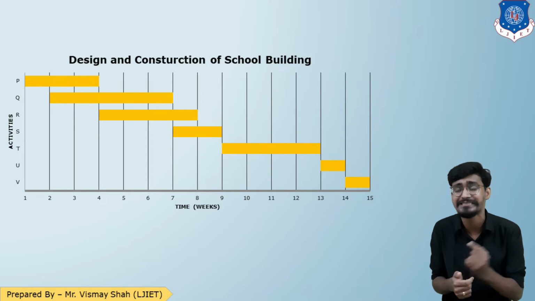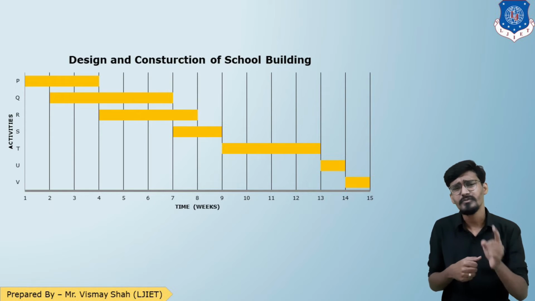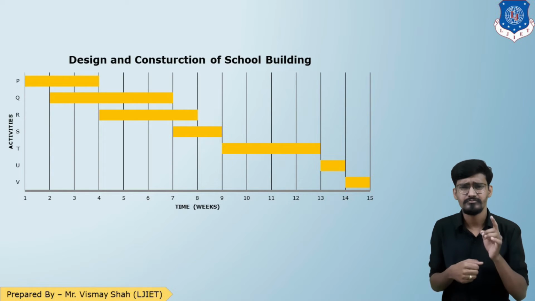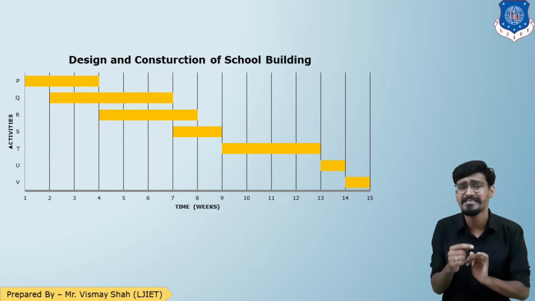T, U and V are the sequential activities. Focus on the graph, students. T, U and V are the sequential activities, where the activities are performed one after another.